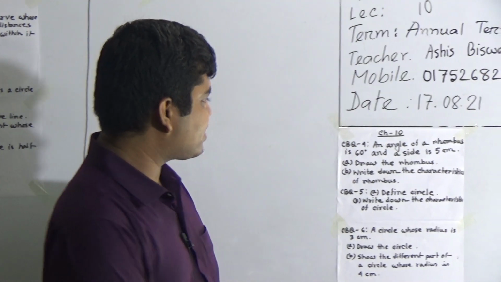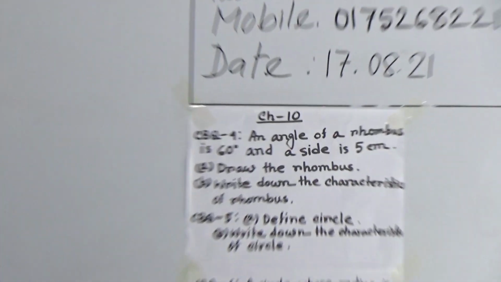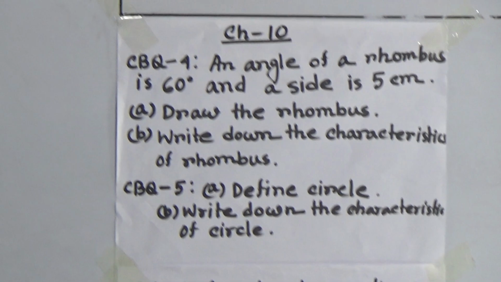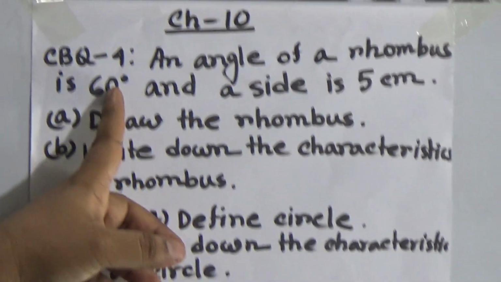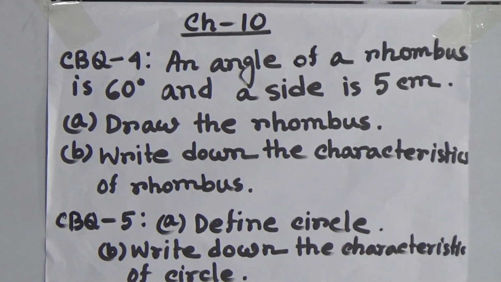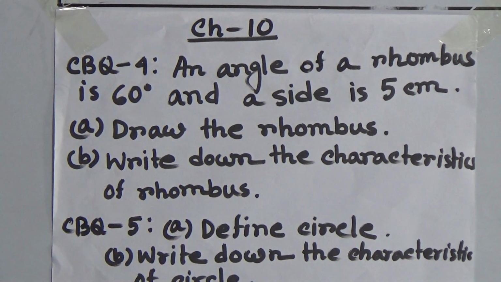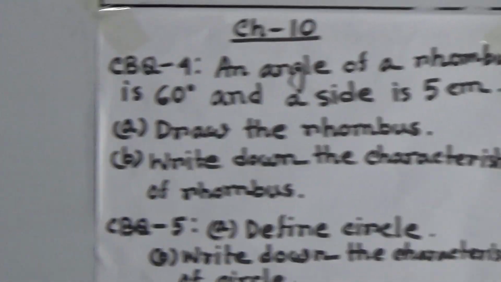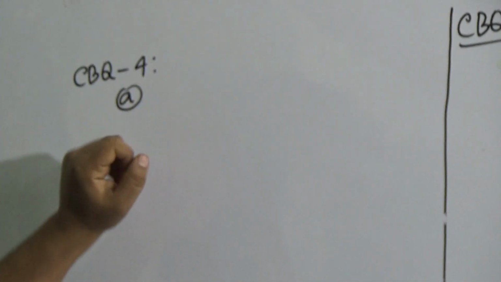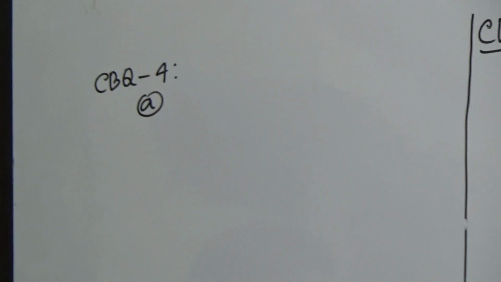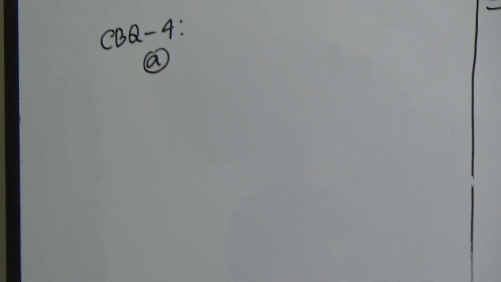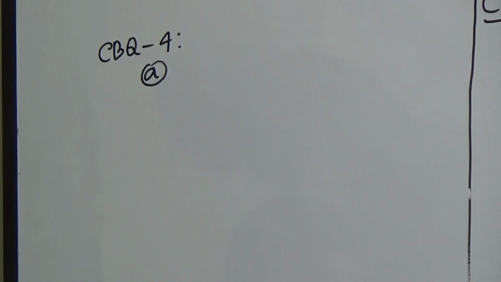So my dear students, let us start our class. At first we shall solve question number 4. That means an angle of a rhombus is 60 degree, a side is 5 centimeter. We draw the rhombus. So my dear students, here you notice CBQ number 4A. We need to draw a rhombus whose angle is 60 degree and side is 5 centimeter. At first we draw the side.